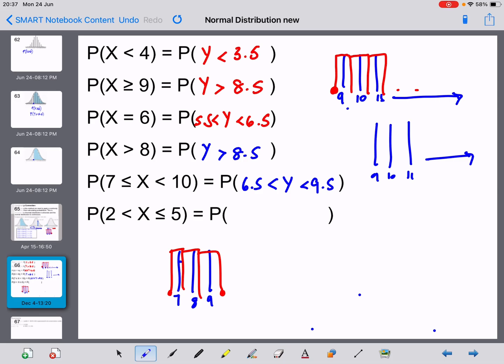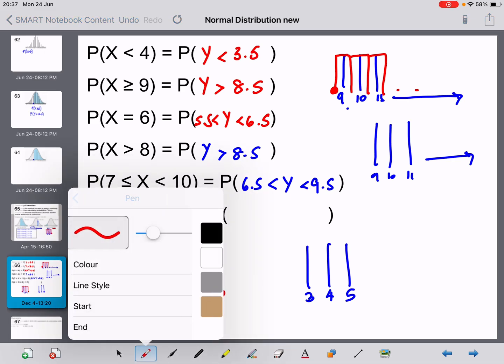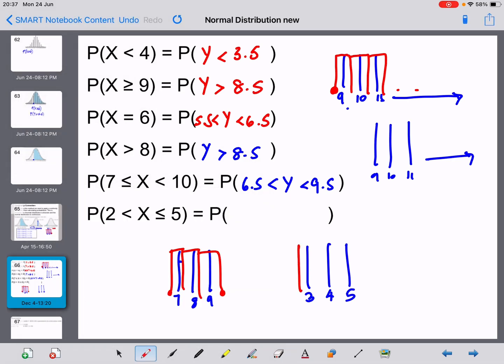And then the last one, greater than 2 but less than or equal to 5. Well, greater than 2 does not include 2, so that's 3, 4, 5. And then if those sticks get fat, then cut-off points are going to be 2.5 and 5.5.